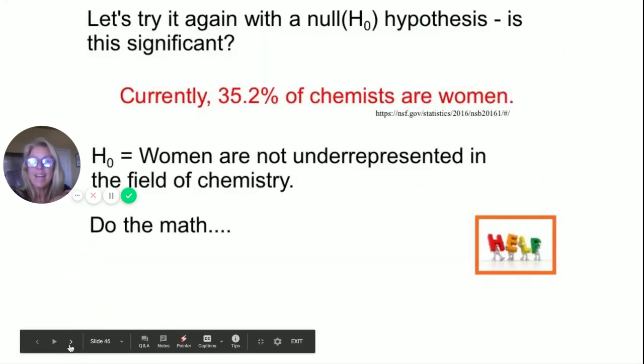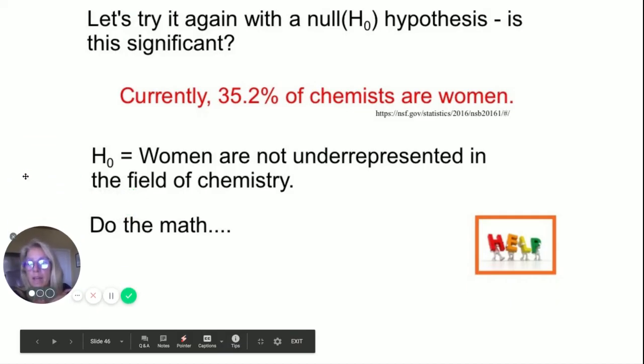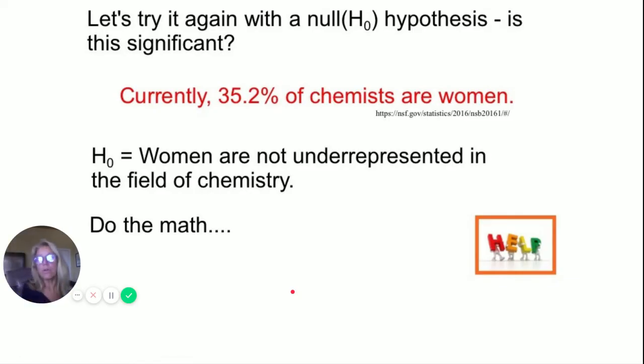All right, and let's just do another one. In this case, we're doing this with your null hypothesis, saying there's no problem here, there's no connection. It's saying right now 35.2% of chemists are women. A null hypothesis would say there's no connection, in a binary world of male-female, between women and the field of chemistry. Women are not underrepresented in the field of chemistry.